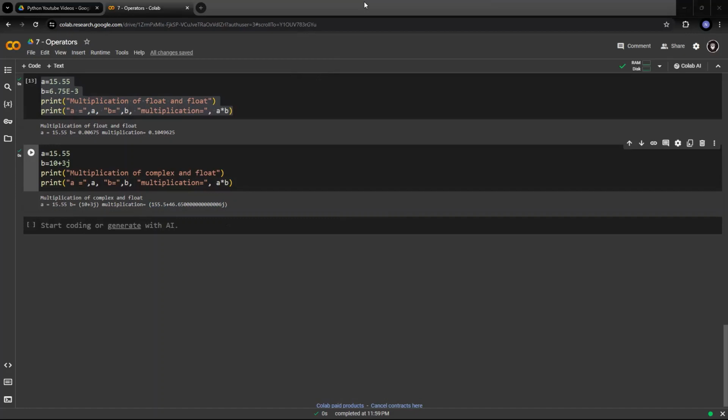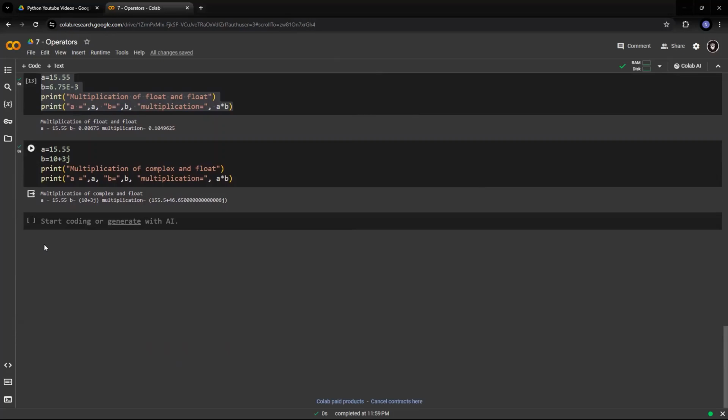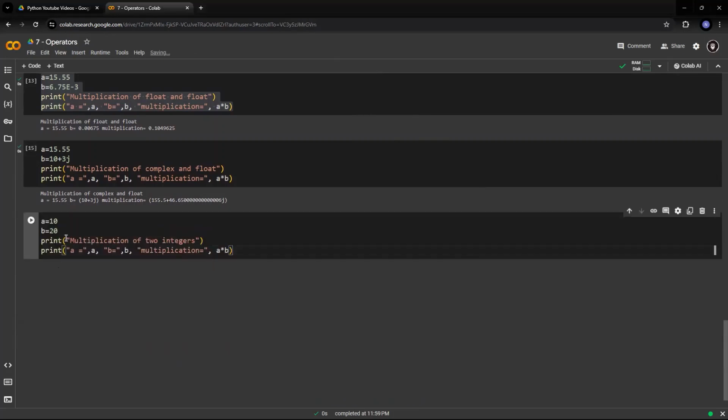Now in multiplication, we have seen that if you multiply a negative and a positive number, it gives you a negative number. Let's try that as well. Let's keep it simple. We have seen positive and positive gives you a positive number, where positive means there is no negative symbol. So let's make 20 a negative number by adding a subtraction sign. So this is a negative integer stored in B. Let's see what the output is.